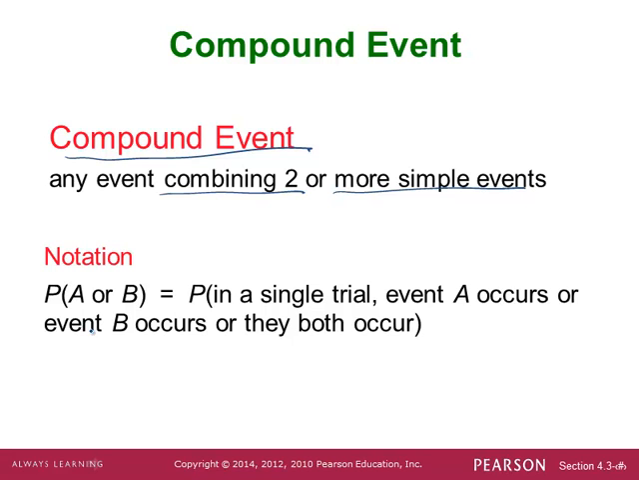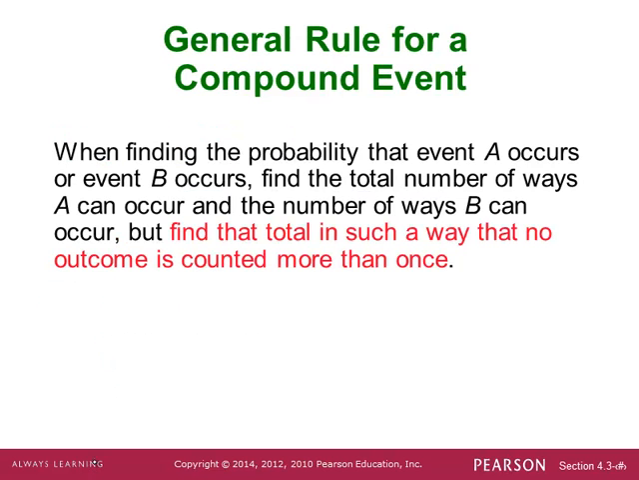And anyway, the notation that we use is this one. Remember, the P stands for probability. A is one event, or is that union action that we're doing to combine A, and B is the other event. Okay, that is the notation.